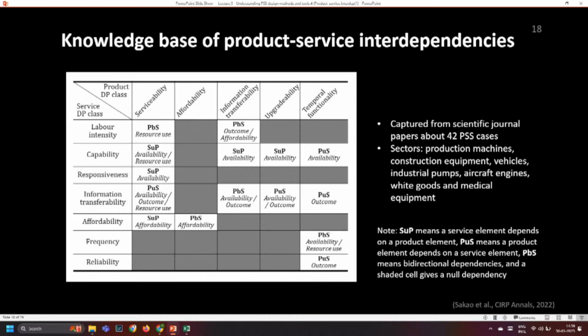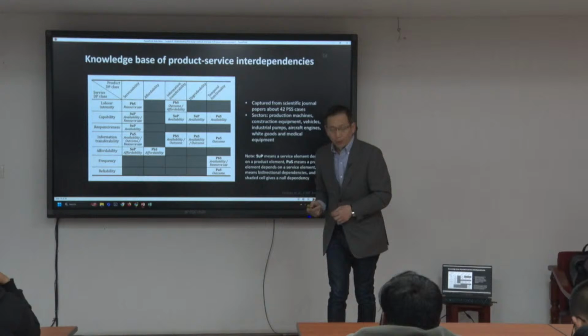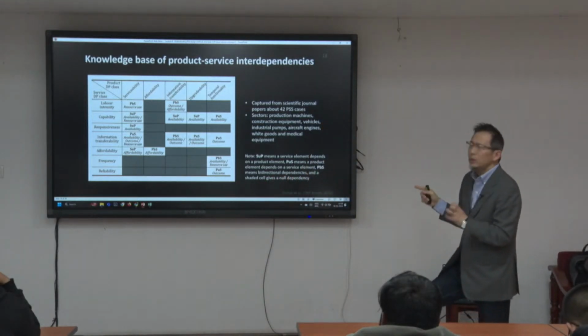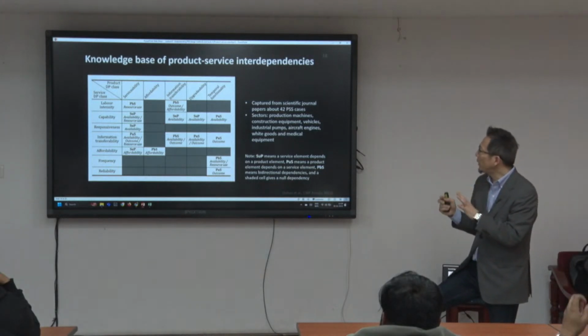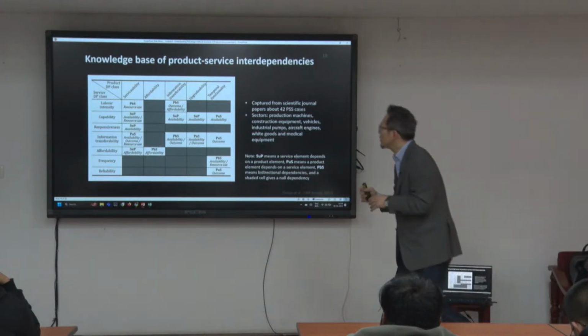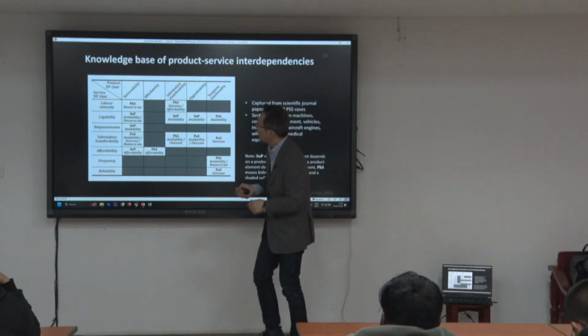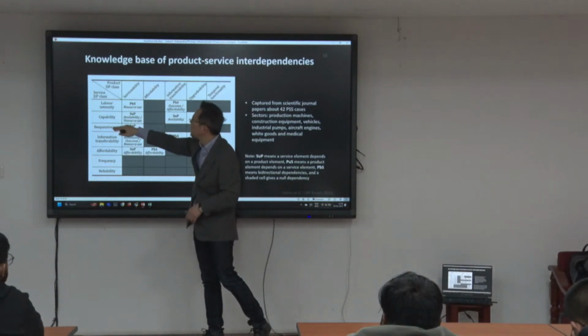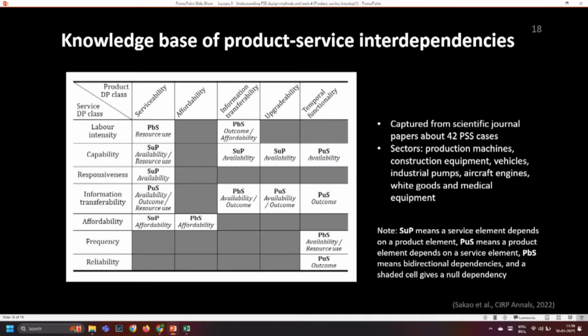If you look at the service design classes, 7 classes, these are maybe a little bit modified from the slide that I showed you earlier, but more or less the same. For example, responsiveness, service technician capability, labor intensity, frequency, and so on. And for the product design parameter classes, here recommended are serviceability, affordability, information transferability, upgradability, and temporal functionality.